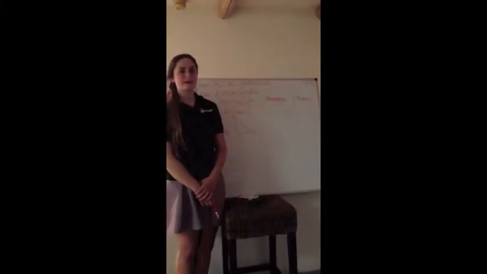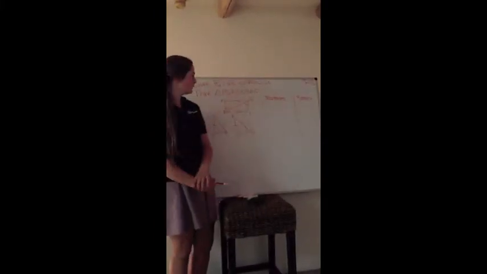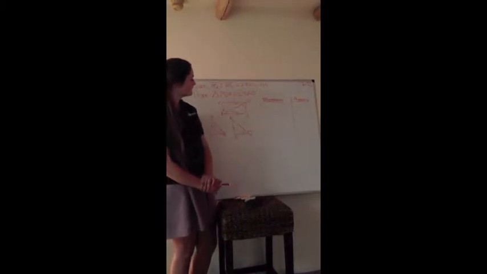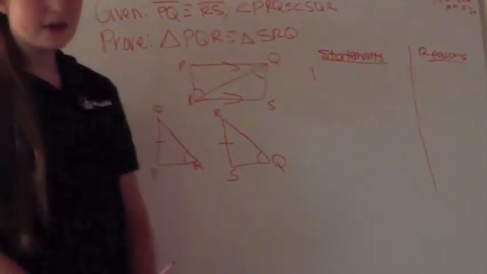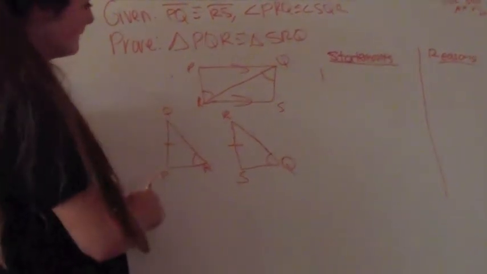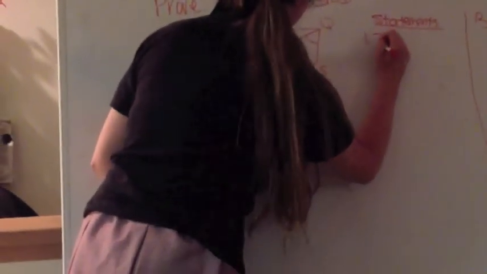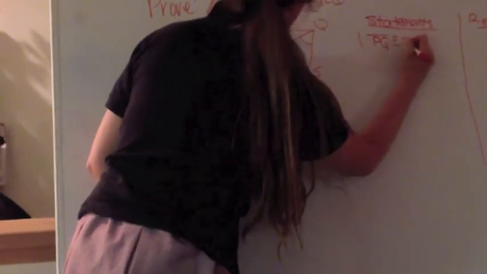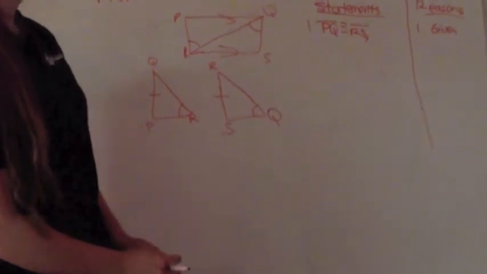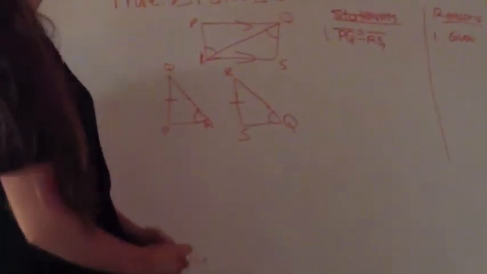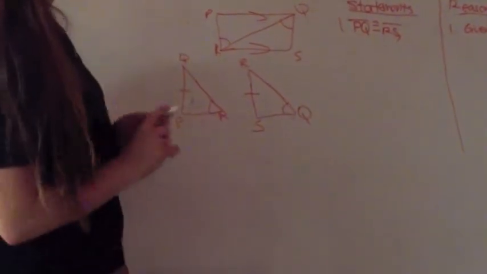Continuing with our proof. I separated the triangles into two, so it would be easier to tell the sides congruent and the angles congruent. So we have line segment QP, and that is congruent to line segment RS. So let's put that in our statements, and the reason is because it's given. Another given statement is angle PRQ is congruent to angle SQR, and we already put that in our diagrams.